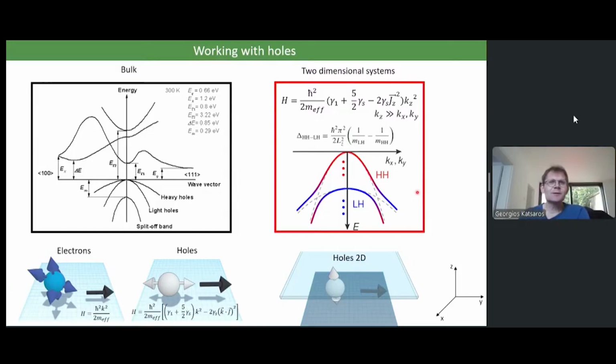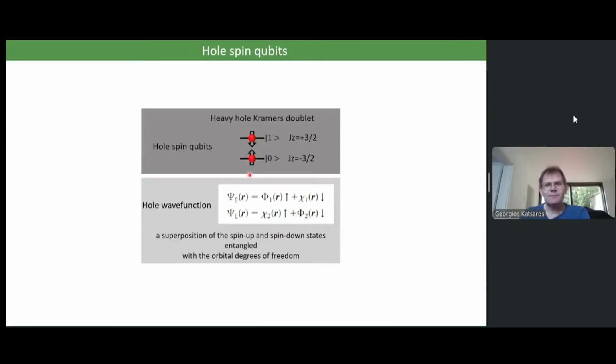Thinking again, what is the big difference when you do electron spin qubits and hole spin qubits? When we have a hole spin qubit, or a heavy hole spin qubit, we always think about a two-level system, but it's a heavy hole Kramers doublet. And the big difference is that the whole wave function can be written as a superposition of spin up and spin down states entangled with the orbital degree of freedom. So one needs to be aware that when we say spin, in the case of holes, we actually mean pseudospin, because it is a superposition and it contains both spin up and spin down.